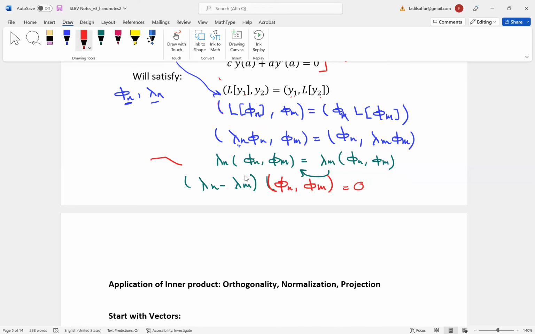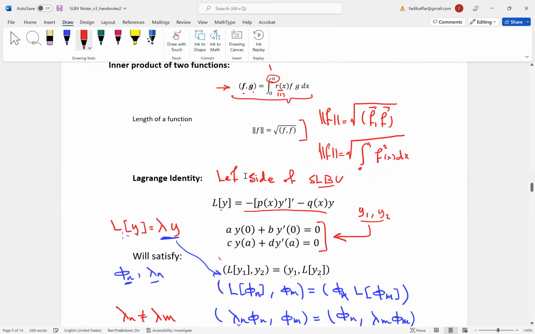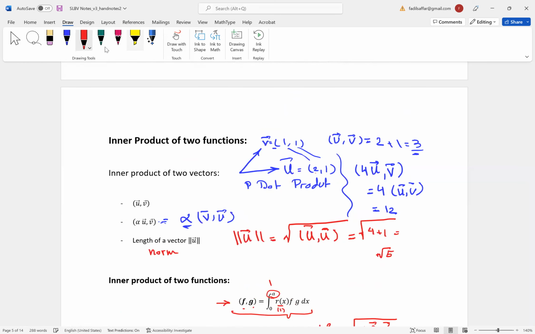And here I'm assuming that I have two different eigenvalues, which means that the first one does not equal the second one. So this part has to be 0. And what I forgot to mention, and I should have mentioned, is that if the inner product, or the dot product, between two vectors or functions is 0, all that means is that these two are orthogonal, or perpendicular, to each other.